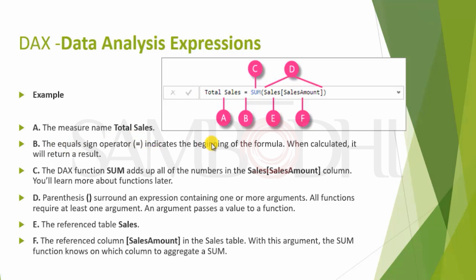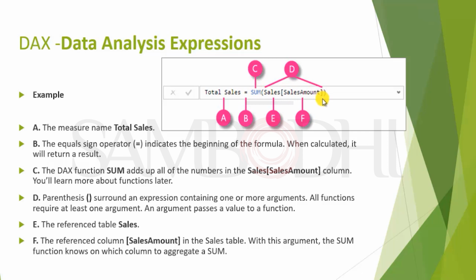Equal to sign indicates the beginning of the formula. When calculated, it will return the result and assign it to Total Sales. The DAX function column SUM adds up all the numbers found in the Sales Amount column, right? You will learn more about functions later on. Parenthesis is given to surround an expression containing one or more arguments. So some functions take one argument.